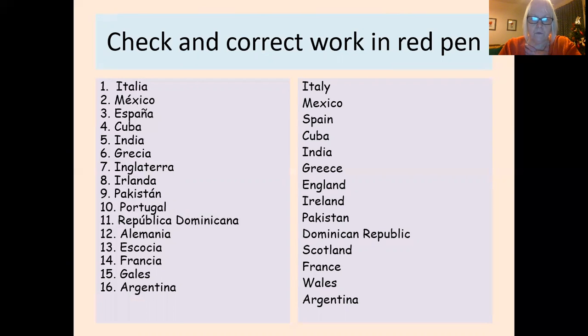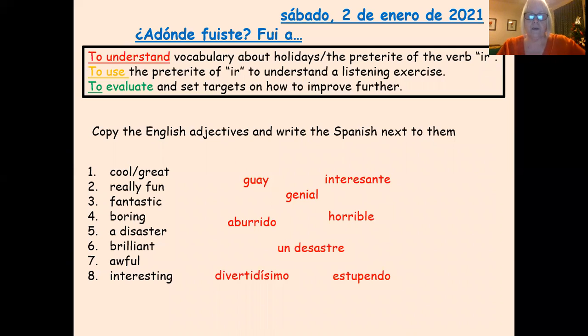Okay, so once you've corrected that, again, if you need to pause, please do. Otherwise, we're moving on to the next task. Okay, so the next task is to look at the objectives. What we're doing this week is looking at vocab about holidays and the preterite of the verb ir. We're going to do a listening exercise today, and then later in the week you'll be setting targets on how to improve further. Okay, so first activity here is to look at the adjectives.